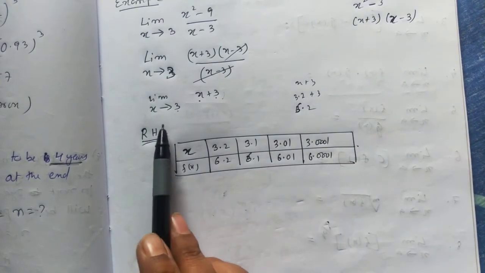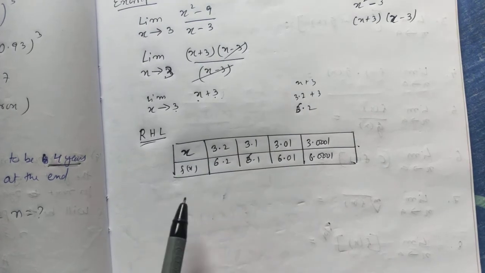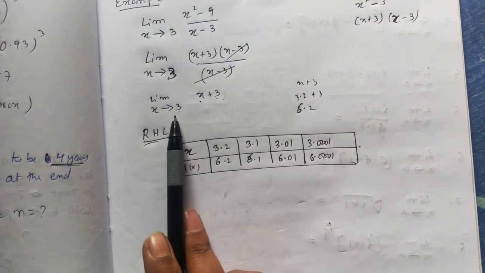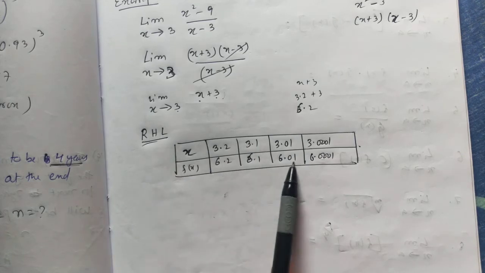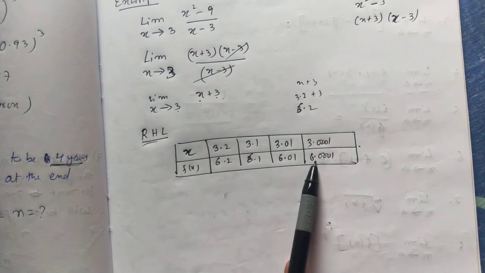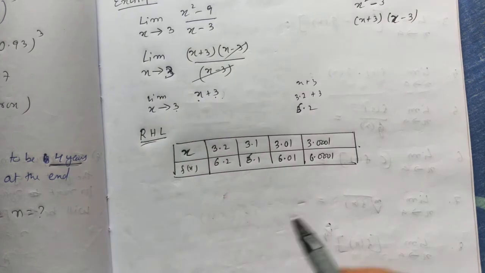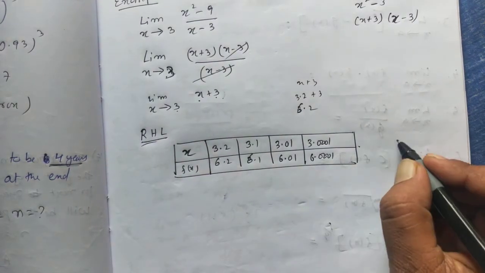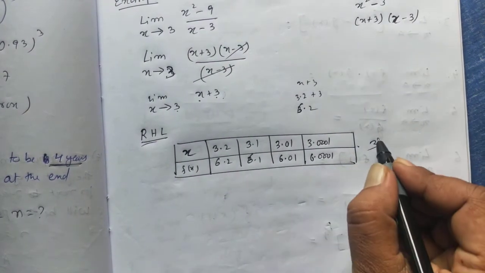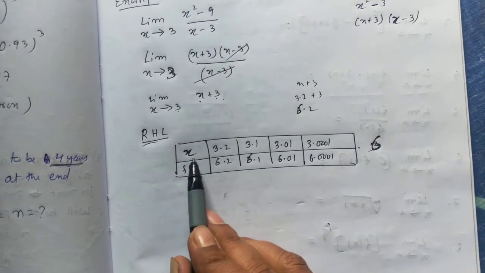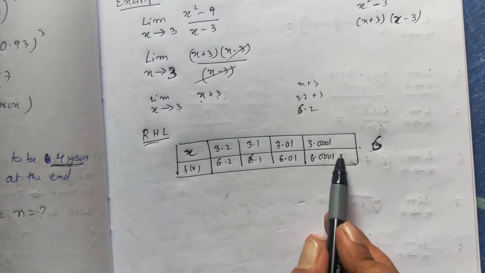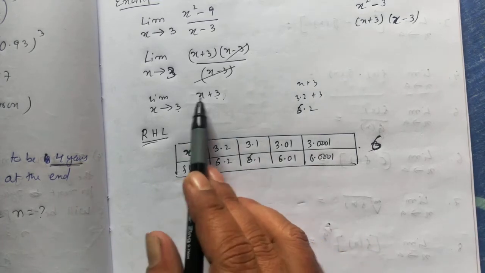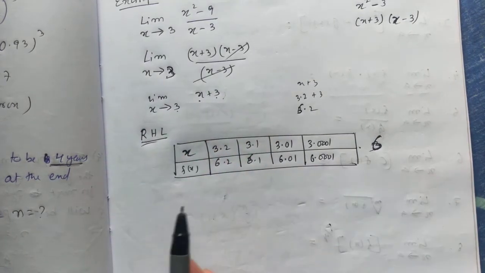As x is approaching the value 3, the f(x) value is also approaching 6. So the value of this limit, we can say, will be 6. As the value of x is approaching 3, the value is also approaching 6. So we can take the value of this limit as 6.